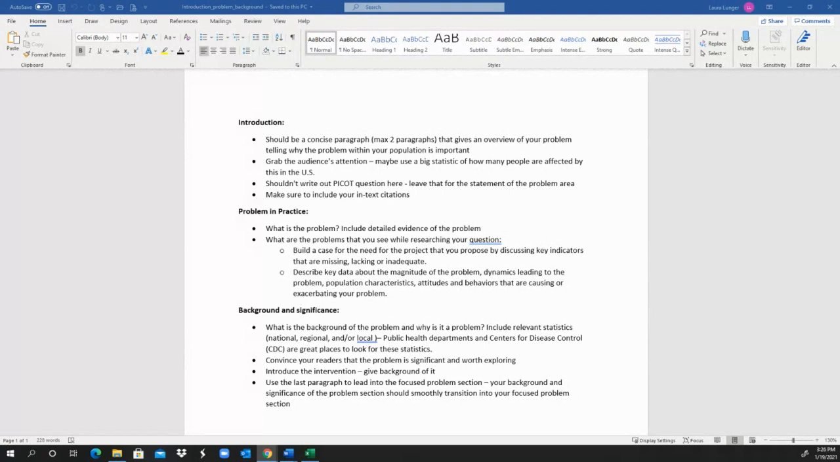Introduce the intervention that you're actually using, okay? So you're going to introduce now the waist circumference measurement. Give a little bit of background on that, okay? And then for the last paragraph, you're going to lead into your focused problem, which is going to be next week that we're going to be writing about. So your background and significance of the problem section should smoothly transition into your focused problem section, okay?